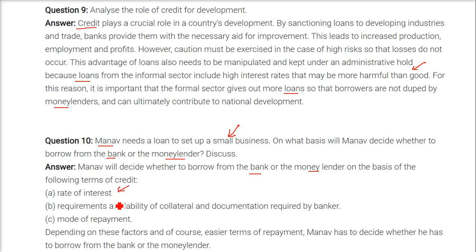What is the rate of interest? What is the requirement and availability of collateral, that is the asset required, and the documentation required by the banker? What is the mode of repayment, what interest he has to pay and what is the time limit of repayment? Depending upon all these factors, especially if the repayment is easier, Manav has to decide whether to borrow from the bank or the moneylender. It is always advisable to take the loan from the bank rather than going to the moneylender.